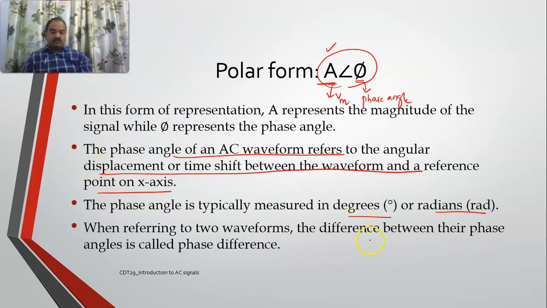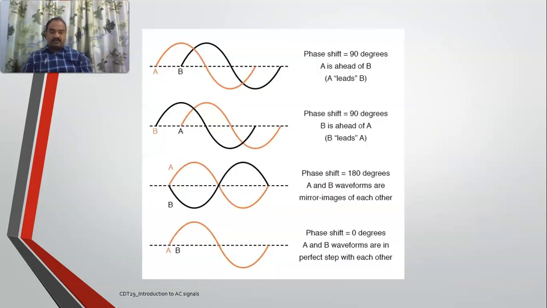Now, while referring to two waveforms, the difference between them is called a phase difference. Now, I'll show you. See, here in this case, A is leading B. Here in this case, B is leading A. In this case, if you carefully see, there is a phase shift of 180 degrees, complete 180 degrees. That's why they are just opposite to each other.